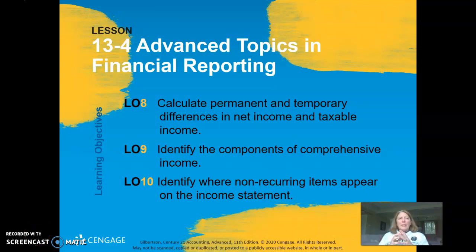Let's cover lesson 13-4. It says it's advanced topics in financial reporting, and there is serious complexity with these topics. The difference between permanent and temporary differences for net income versus taxable, components of comprehensive income, and non-recurring items on an income statement. This book doesn't even begin to tap into the difficulty and complexity, so I will try to keep it dumbed down for sure and get you only what you need to know.